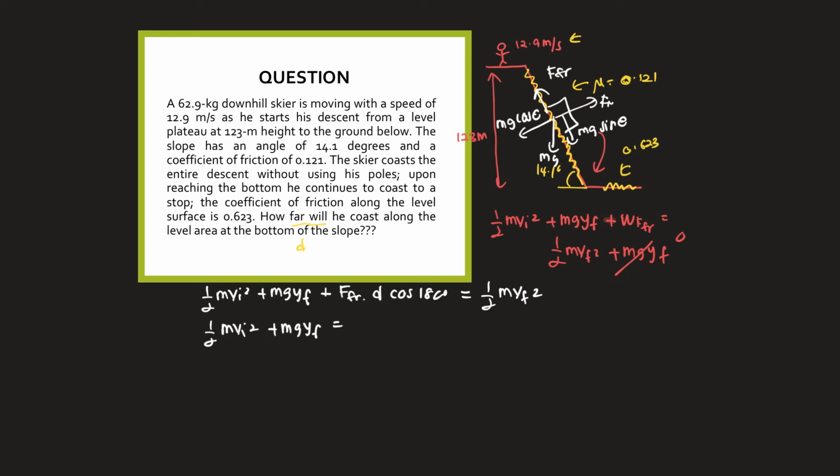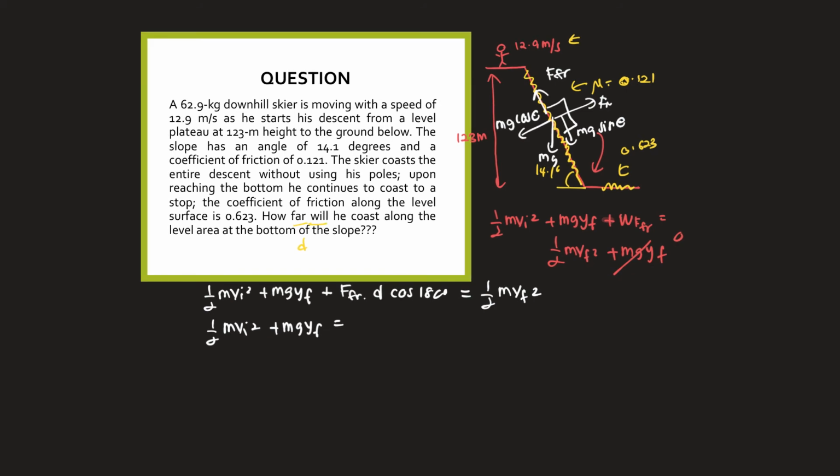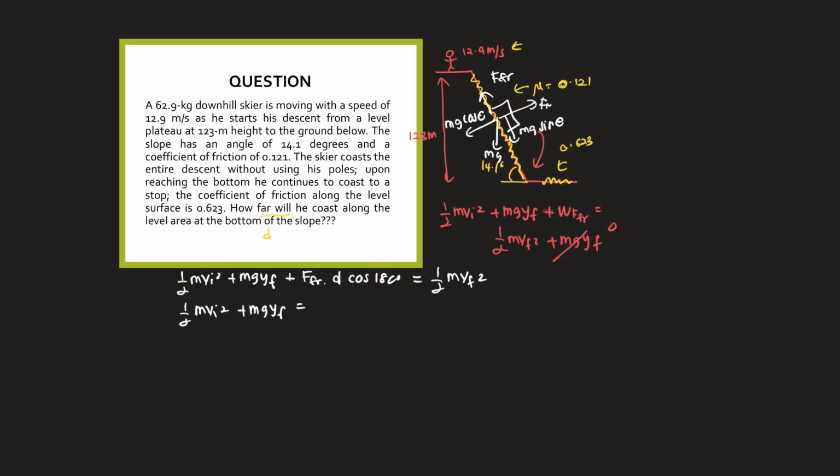What is the d for that one? So here I'm going to find it first. Okay, I'm going to put it like this. So I'm going to use sin theta. Okay, my sin theta is the opposite over hypotenuse, so the sine is going to be 14.1.